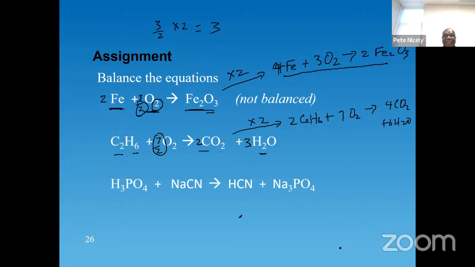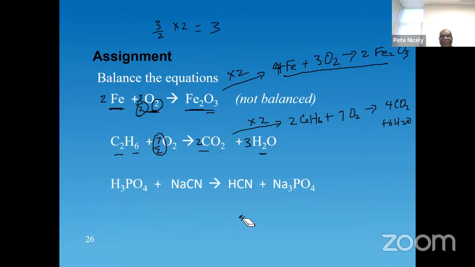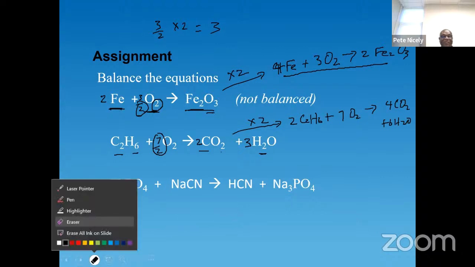All right? Okay, so let's look at the last equation. Let's see if you can deal with this one. So how would you go about balancing this equation?